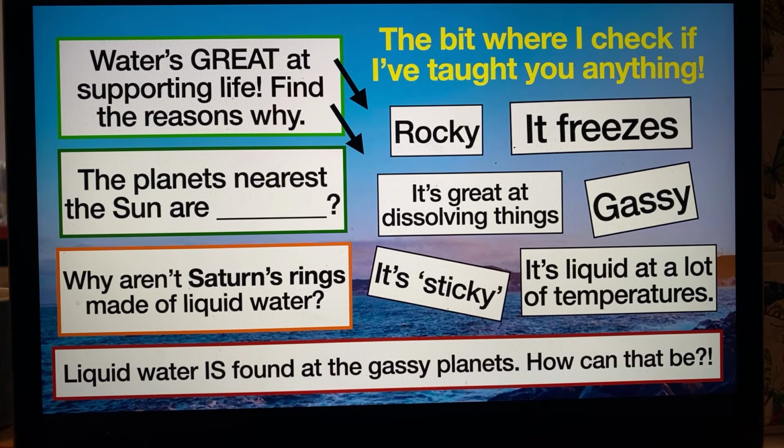Liquid water is, in fact, found at the gassy planets. How can that be? Like, I literally just told you that you can't get liquid water near the gassy planets because it's too cold. But you can actually. So how can you tell me that? Explain that mystery, please. Oh yeah, and then I'm gonna gather my other bits because after this we're gonna make a cloud.